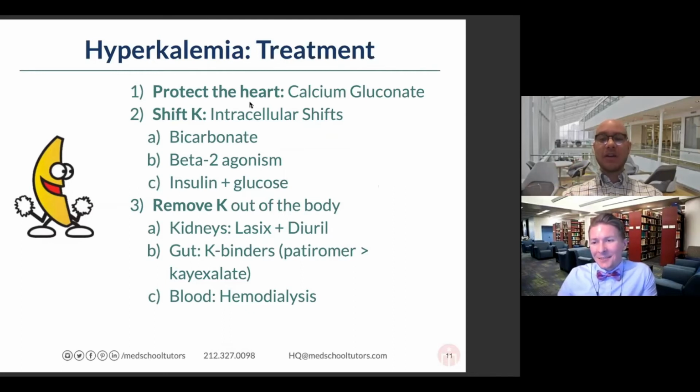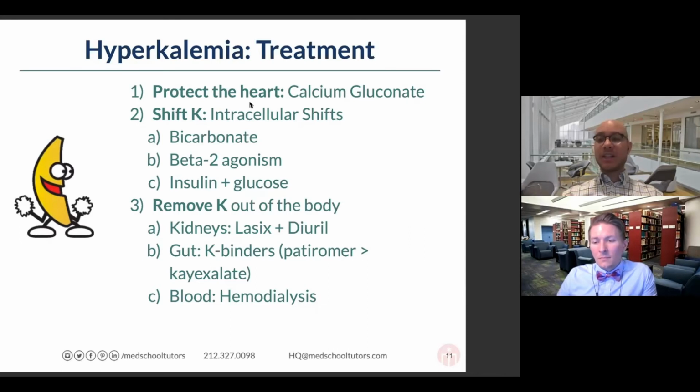Those 3 steps are, first, protect the heart from those dangerous arrhythmias that Joe was just telling us about. Once we've done the important job of protecting the heart, we want to move potassium out of the blood, out of the serum. And we can do that in 2 ways. We can either shift it from the lumen of the blood vessels into the tissues, into the cells. And we have a variety of ways of doing that. And ultimately, what we'd like to do long-term is to remove the excess potassium out of the body entirely.